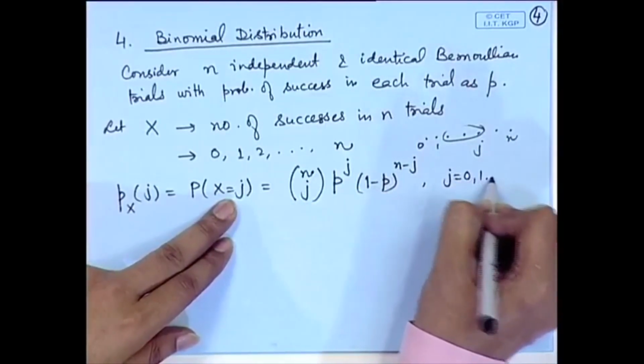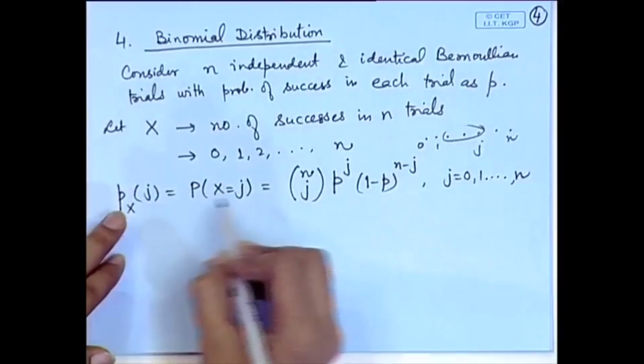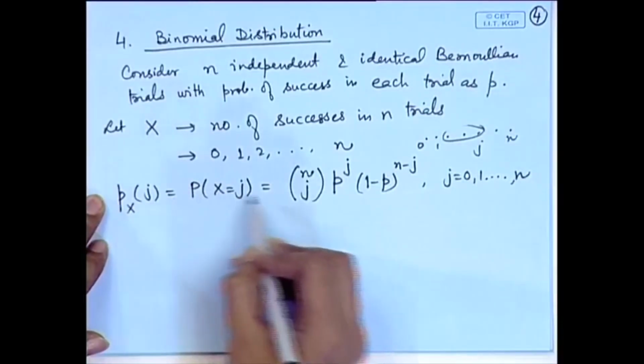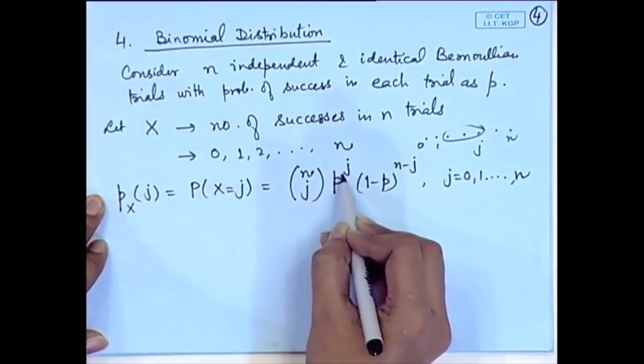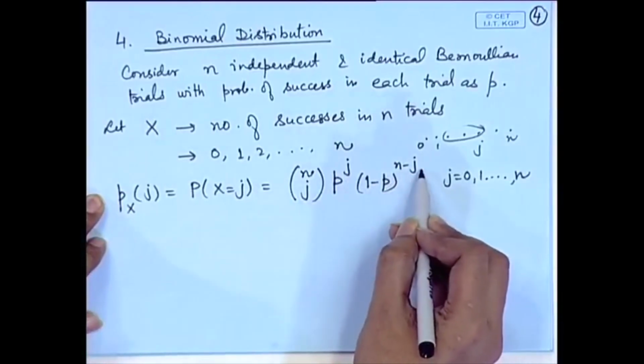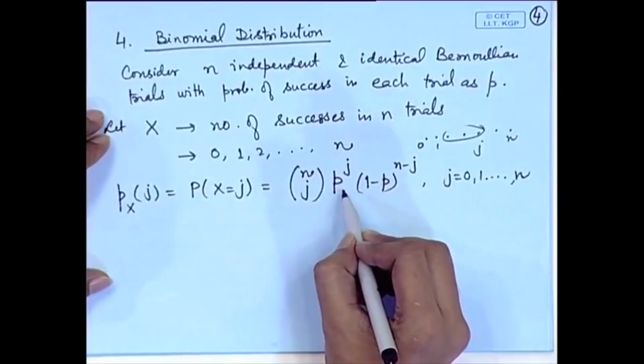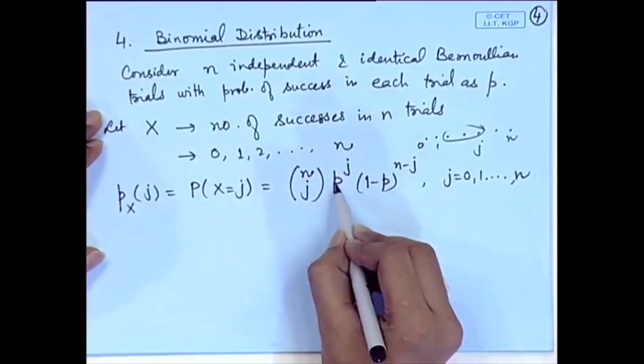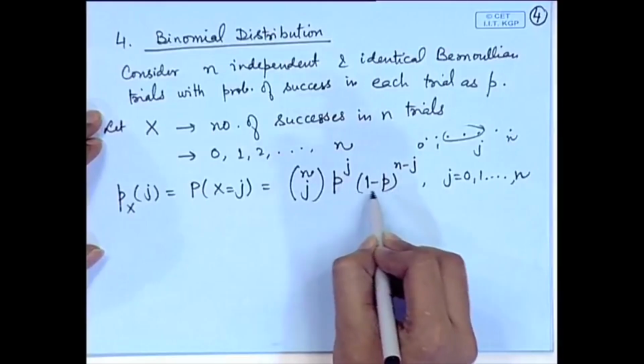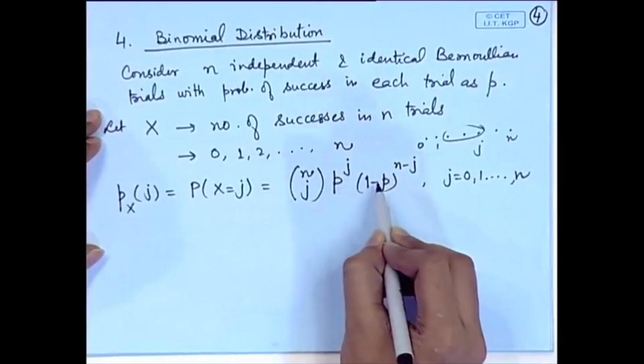Therefore, the probability mass function of the binomial distribution is n c j p to the power j into 1 minus p to the power n minus j. Here we have made use of the independence of the trials, because the probabilities of individual trials, whether success or failure, have been multiplied.